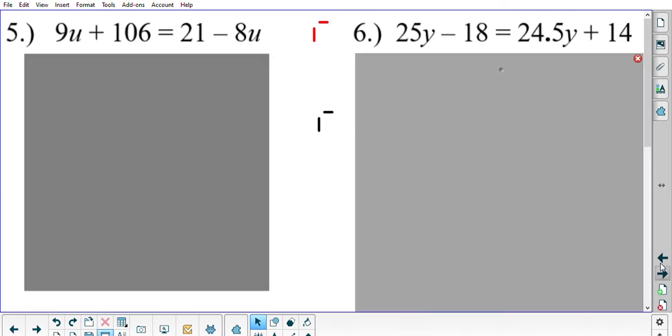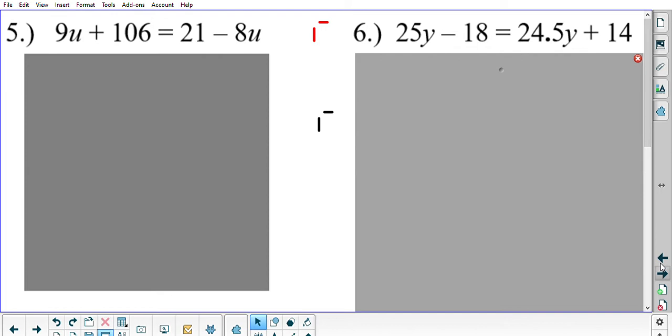All right, so now we have number 5 and number 6. Now, of course, there's two ways of doing this. I'm going to pick the way that gives me a positive coefficient for the variable. If you want to be able to check your own work, then I suggest that you figure out the way to get the positive coefficient on the variable. And that will determine what you do to get the variable on one side. So keep that in mind as you try these two problems on your own.